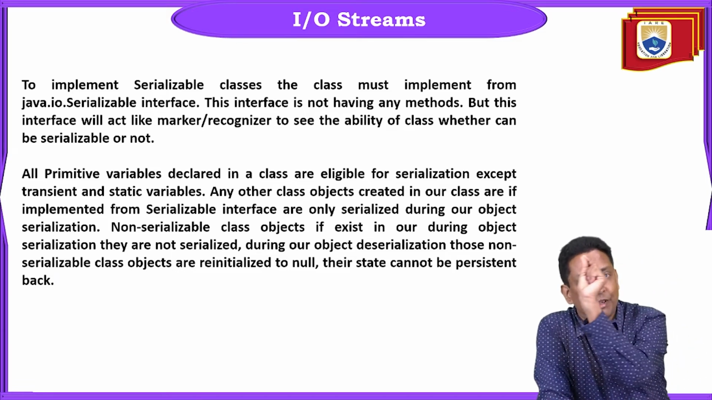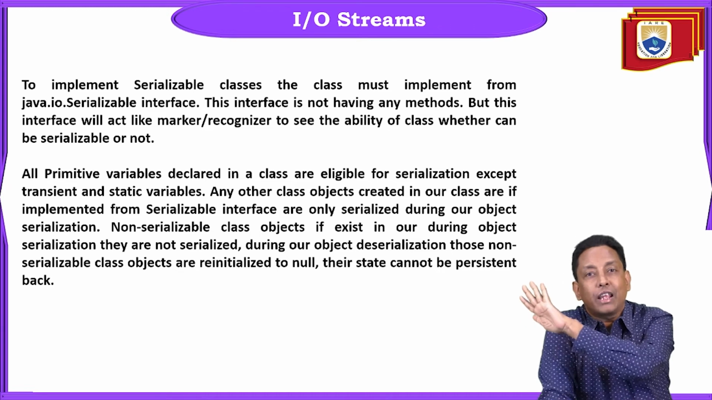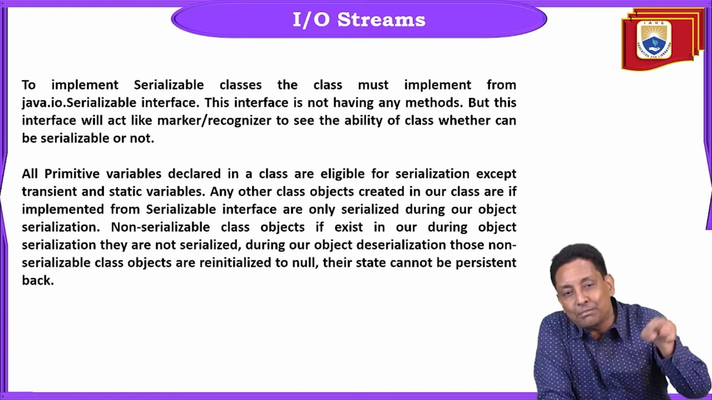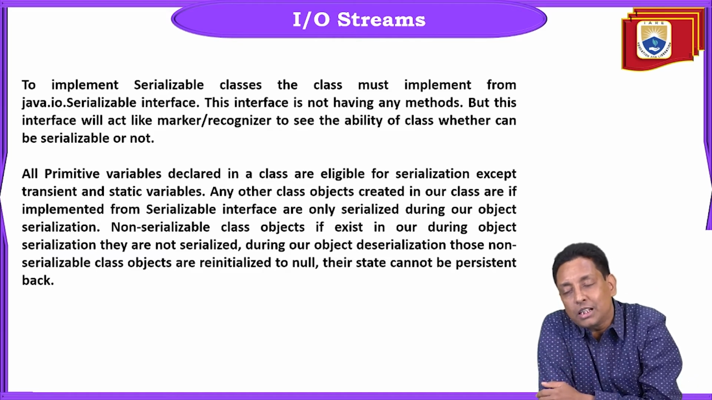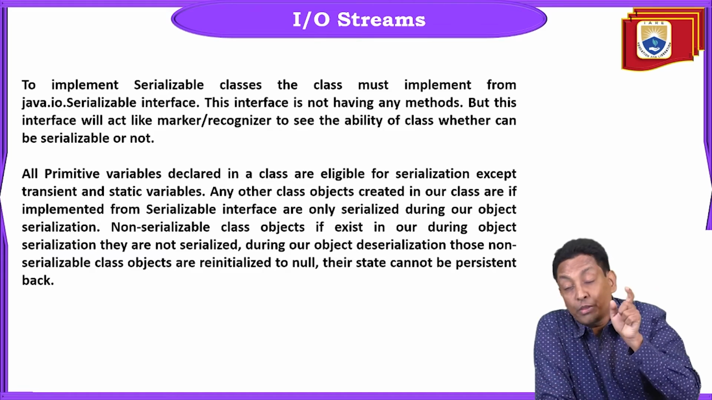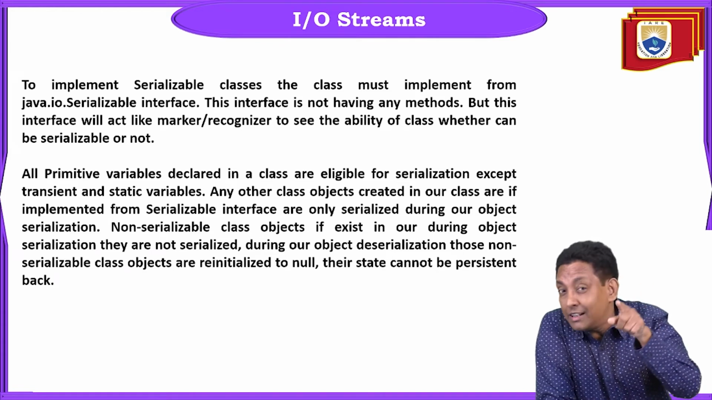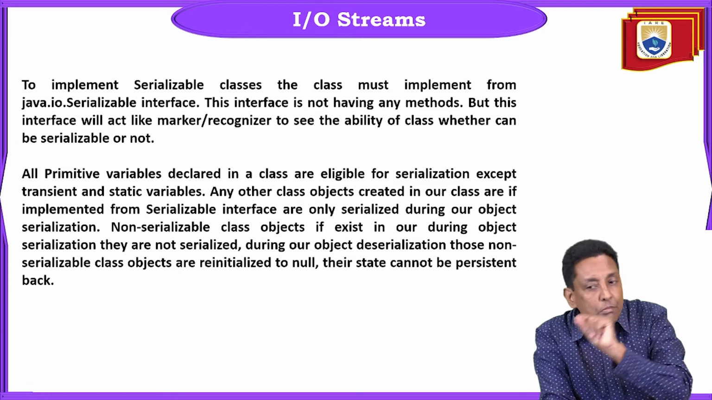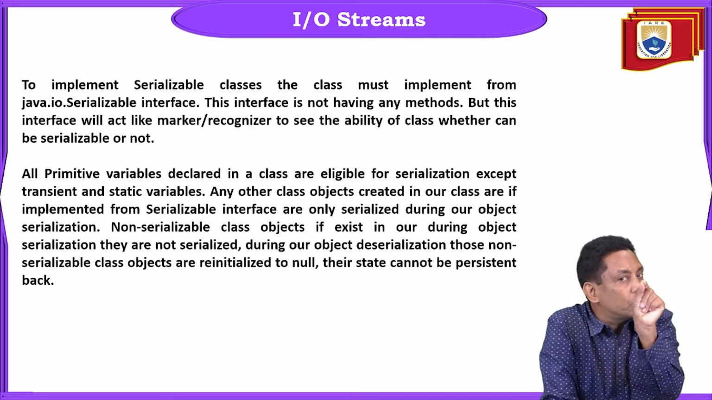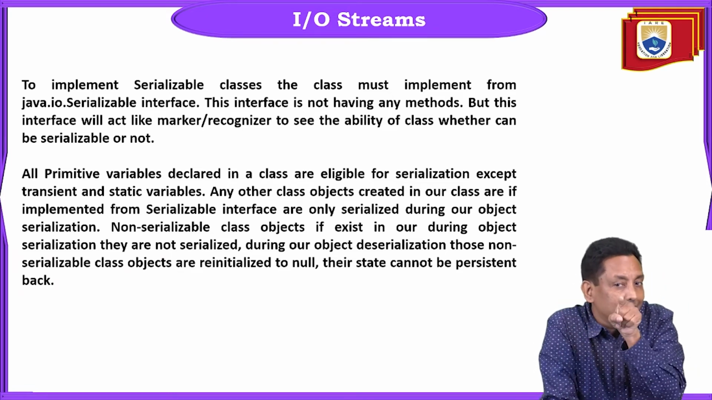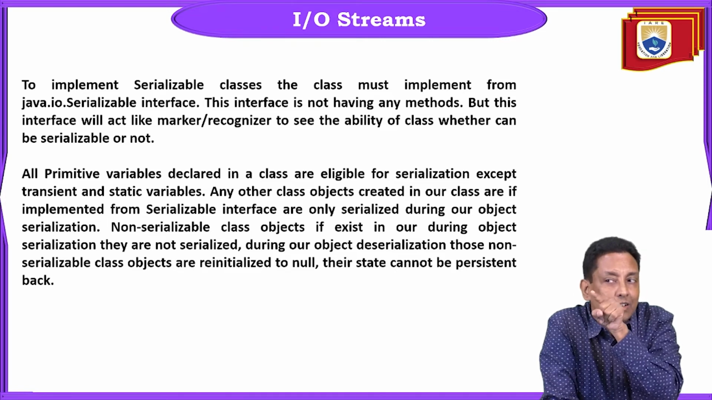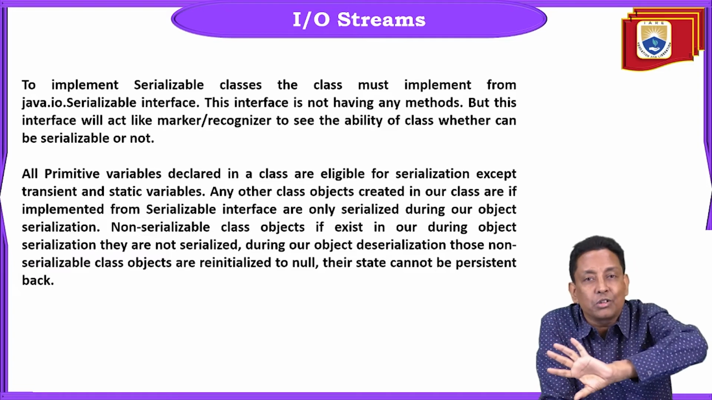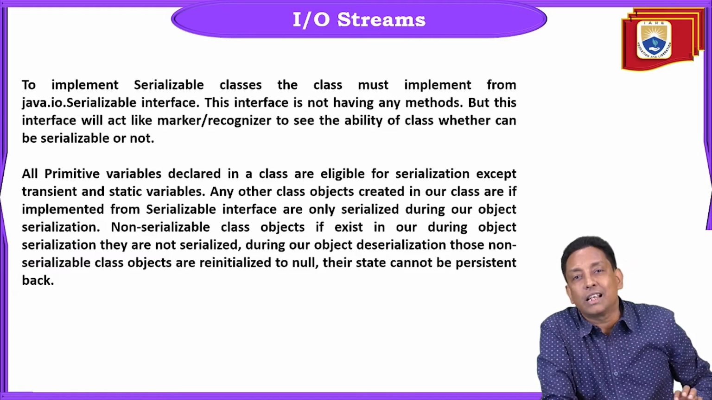A class which does not implement the Serializable interface does not have any permission to get serialized. So who will check whether the class implements Serializable or not? Which class method is serializing? The ObjectOutputStream class writeObject method. The moment you pass any object as argument into the ObjectOutputStream class writeObject method, the writeObject method will internally check, is this object an instance of Serializable or not? If it is not serializable, it simply throws an exception called NotSerializableException.